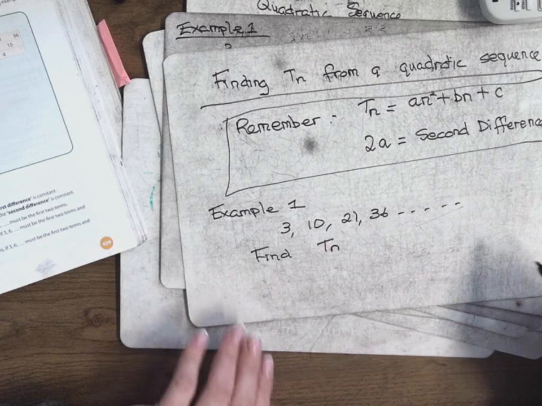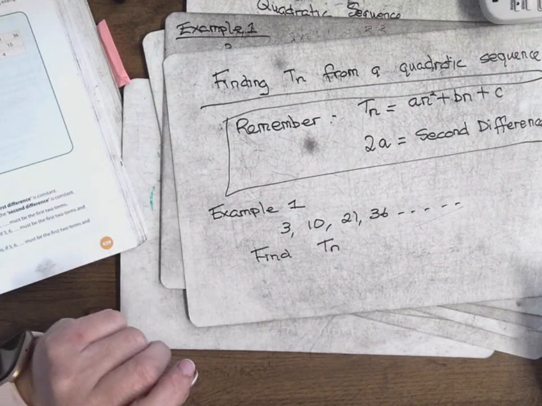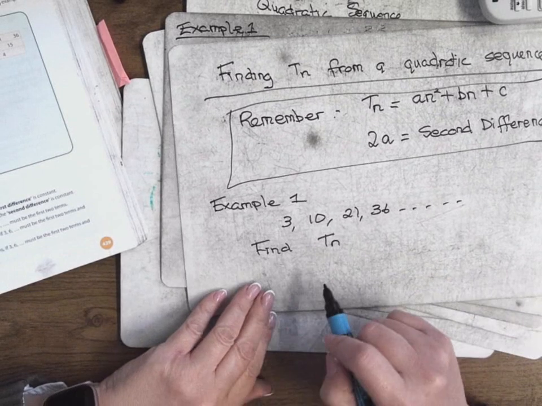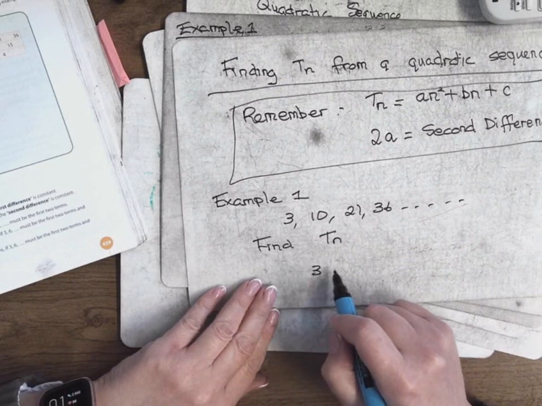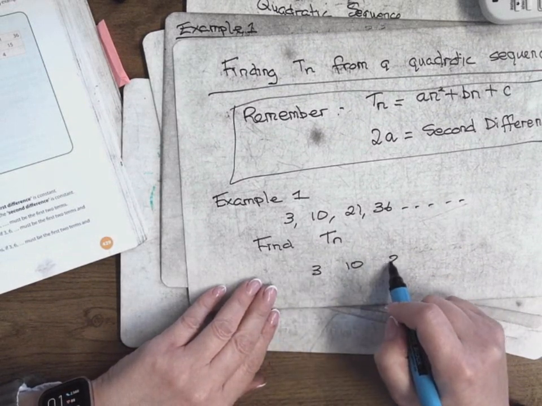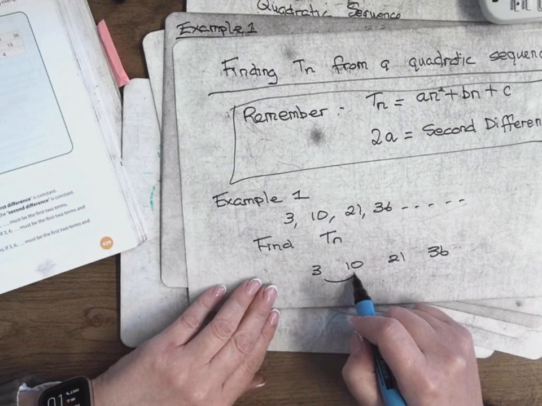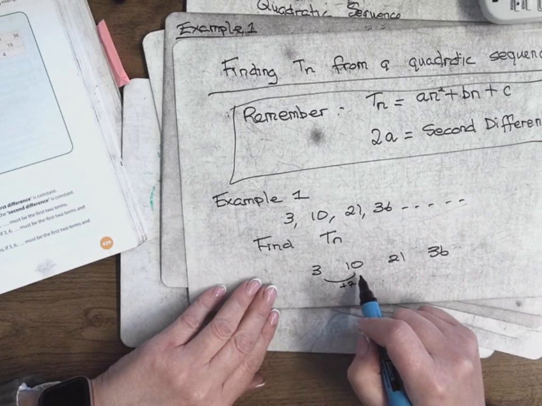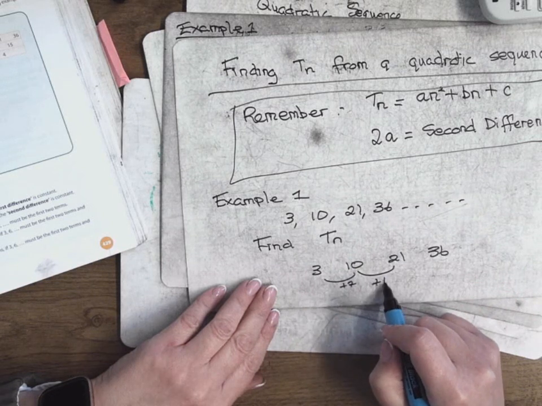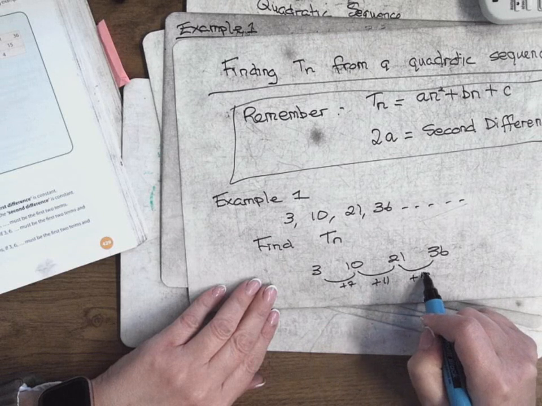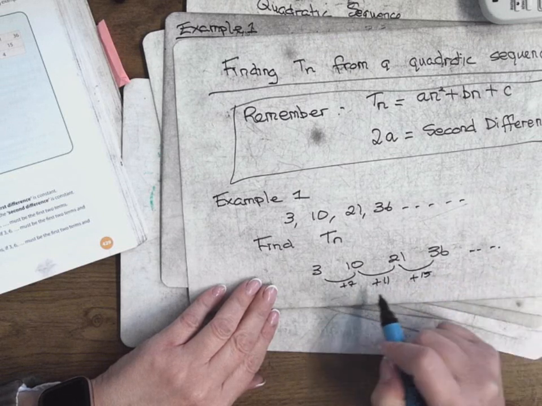Find the general term, the nth term of the sequence. Find Tn. Okay? So the first thing you do is you get the second difference. So you have to go 3, 10, 21, 36. We had this a minute ago. So we added 7, then we added 11. Then we added 15, isn't that right? Okay, so you have to get the second difference.